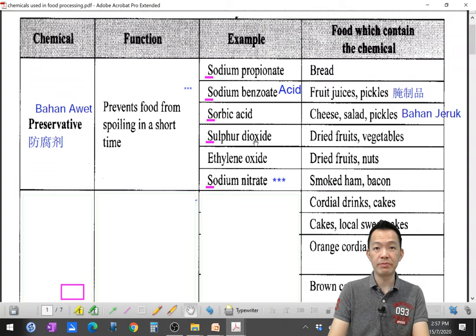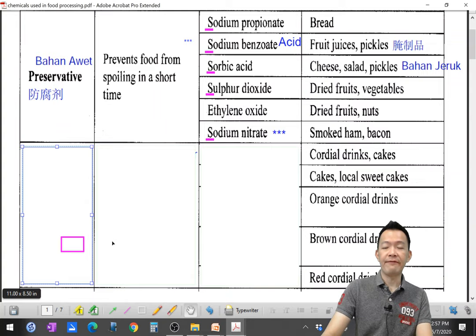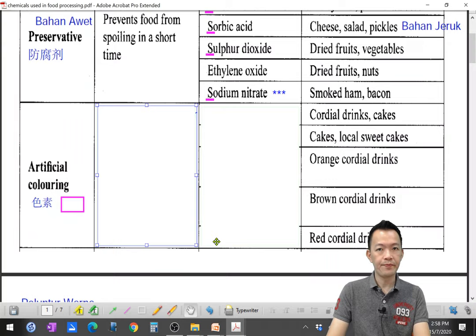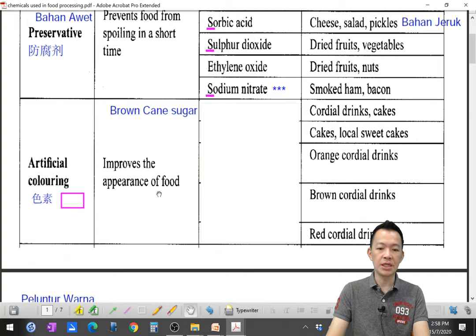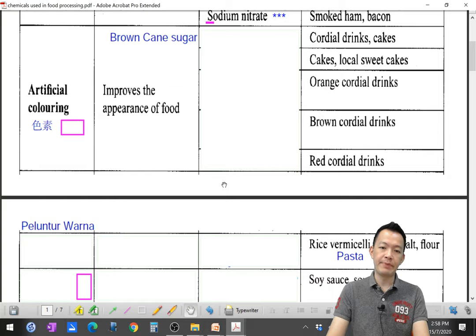Okay, besides preservative, any example of food additive in our foods, artificial coloring, 色素。 Okay, so we add color to your food, make the food more attractive. So improve the appearance of the food. 给我们的食物的外表呢，看起来更美丽。 Okay, but any example, 有什么例子呢？ Okay, now look at the example.